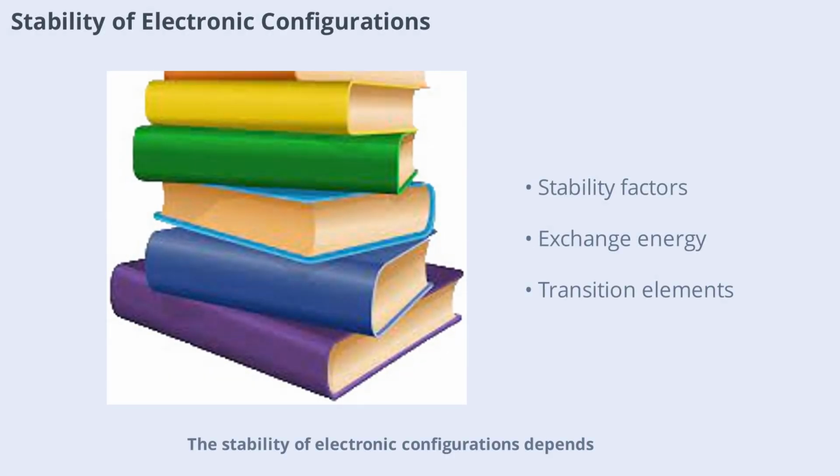Stability of electronic configurations depends on half-filled and fully filled subshells, symmetrical distribution, and exchange energy. Elements like chromium and copper exhibit extra stability due to these factors. Exchange energy is released when electrons shift positions within the same subshell, maximizing stabilization. Understanding these principles helps explain the behavior of transition elements and their unique properties.